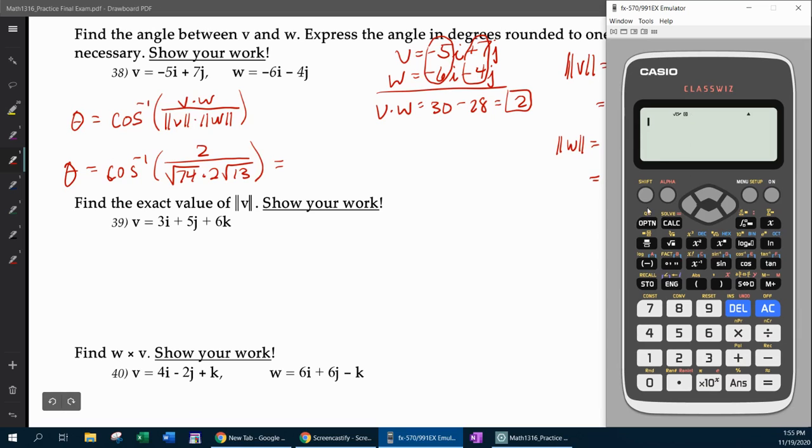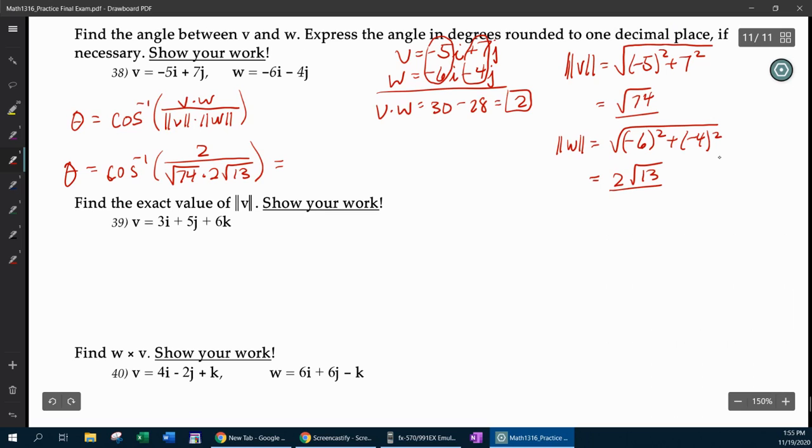So in degree mode, inverse cosine of 2 over square root of 74, don't forget to move out from under the radical, times 2 square root of 13. And to the nearest tenth, 1 decimal place, is going to be 88.2 degrees.